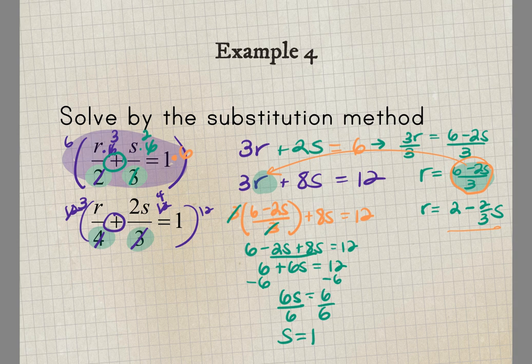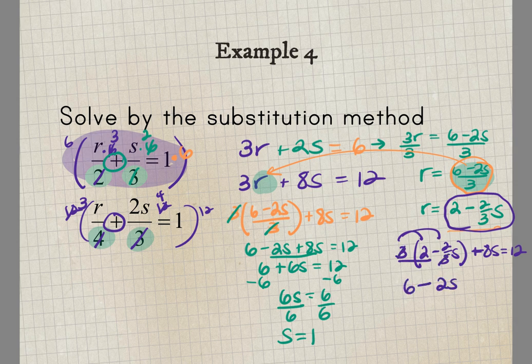Now I'm going to pause for a second and show you what would have happened if we plugged in this one. So you wouldn't need to do both methods, but just in case you had picked that one. 3 times r is now 2 minus 2/3 s, plus 8s equals 12. Now I distribute in here. 3 times 2 is 6 minus the 3 here and the 3 here are going to cancel out. 2s plus 8s equals 12. And I end up right where I was back here. So I'll eventually get to s equals 1.